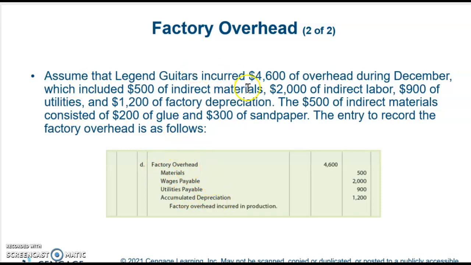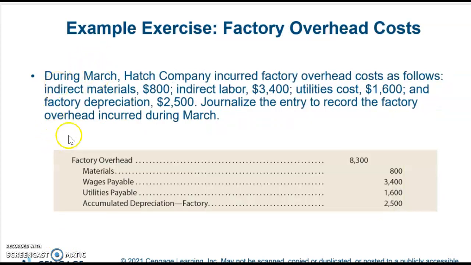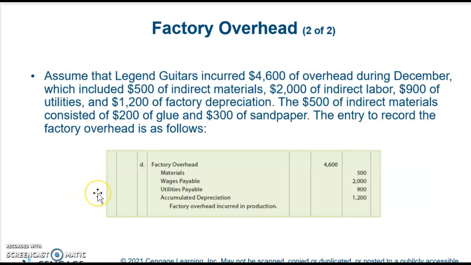So you're going to debit factory overhead, and then depending on what it is, you're going to credit it just like you normally would. So here's an example exercise for you to work and check, and then we're going to continue on. And before we continue on, I want to say that if it's prepaid insurance, then you would credit prepaid insurance and debit factory overhead. If it's property taxes, you would credit property taxes payable.